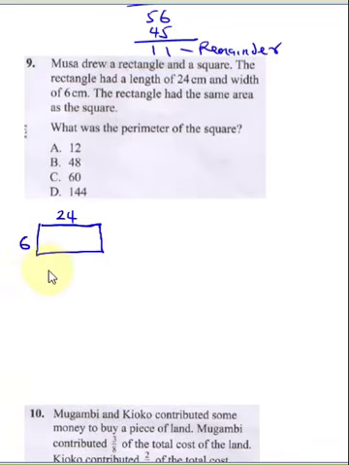Okay, so let's get the area of the rectangle, since they say the rectangle has the same area as the square. Same area as the square. So this is going to be 24 times 6 to give us the area.